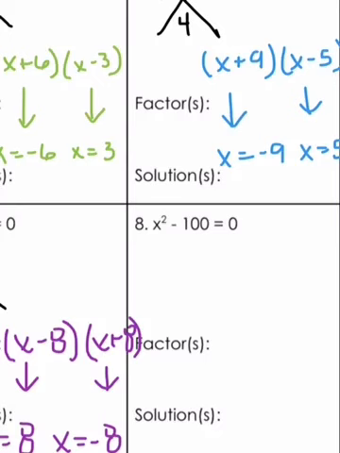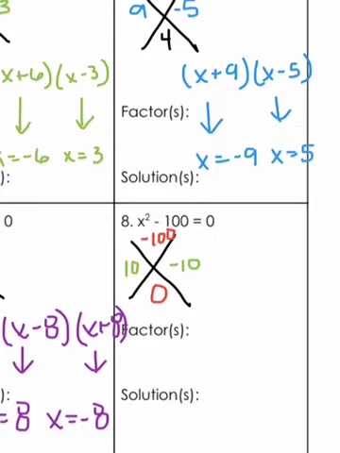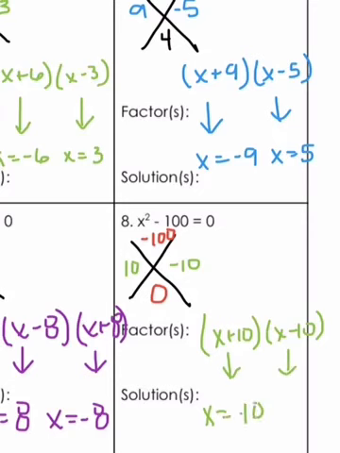And last but not least, we have another one where we have a missing b value. So what multiplies to negative 100 and adds to be 0? Those two numbers are going to be 10 and negative 10. So your factors are x plus 10 and x minus 10. So your solutions are x equals negative 10 and x equals positive 10.